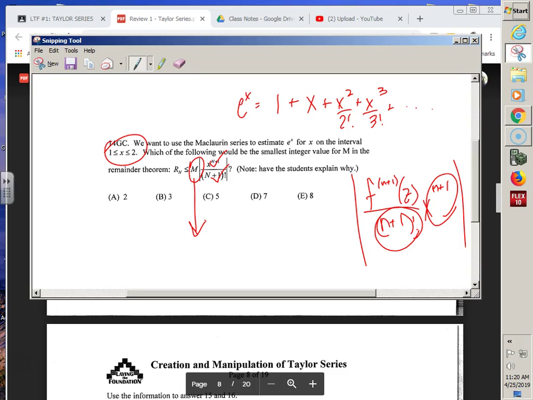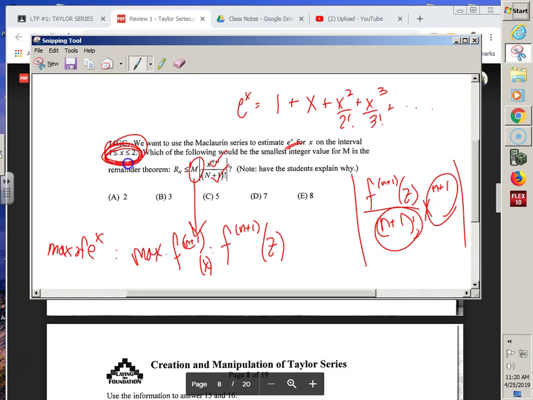The max of n plus first derivative. Does that make sense? So f of n plus 1, I want to find the max of the n plus first derivative. But hold on. What's my function? What's all the derivatives of e to the x? Oh, so aren't they really just saying find the max of e to the x? Infinity. Wait. What interval? 1 to 2. Well, if e to the x is increasing, where is e to the x the highest? 2. So e squared. Well, I don't know what e is.